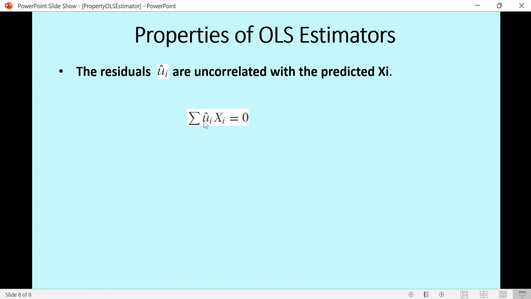So this form is 0. This is not difficult to prove, because during estimation of the parameter, you can easily get this form, right?